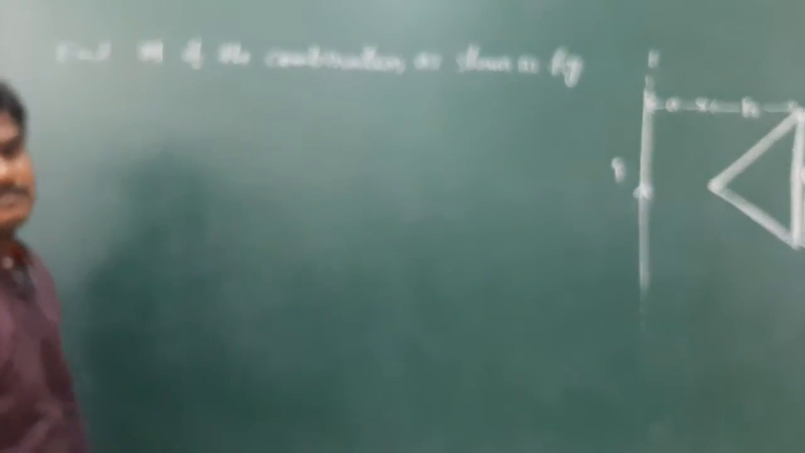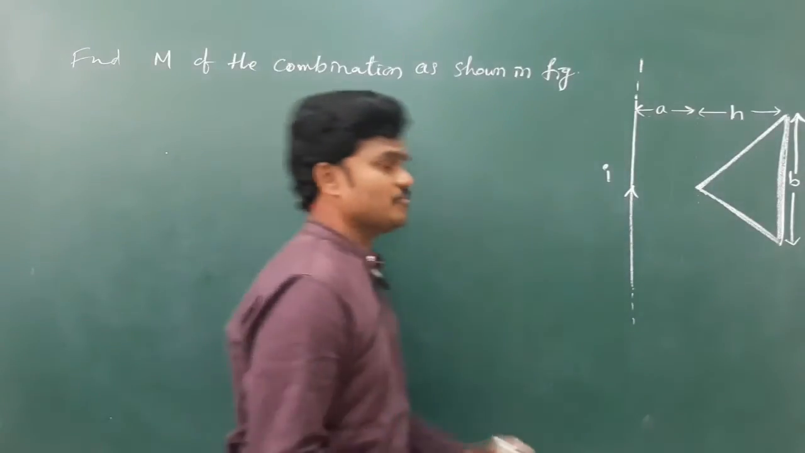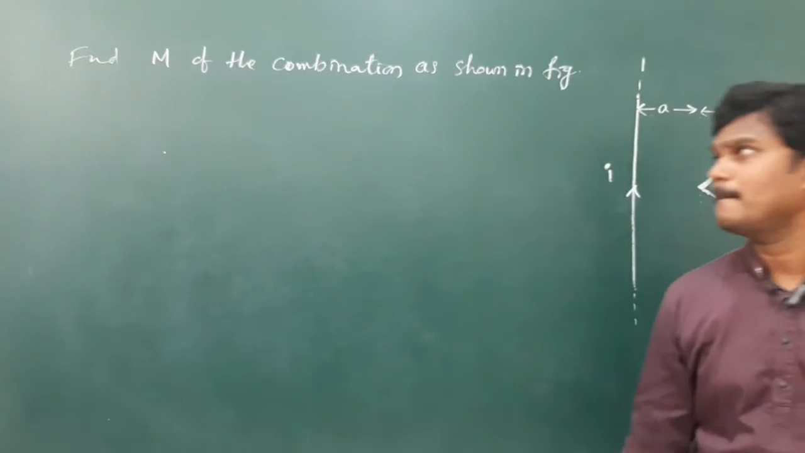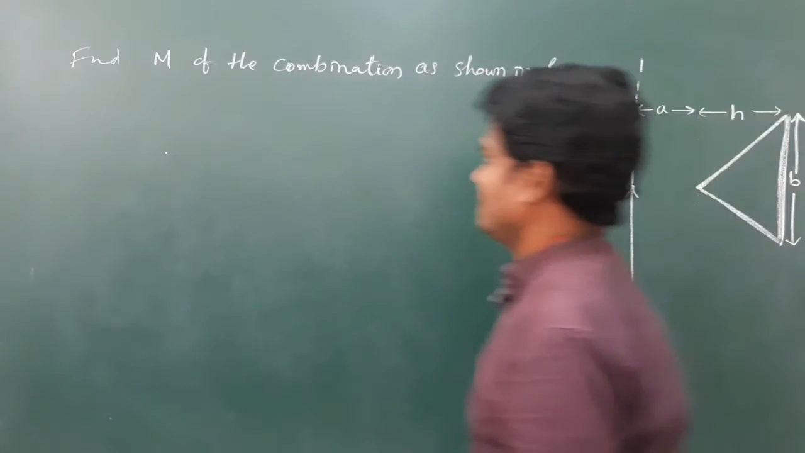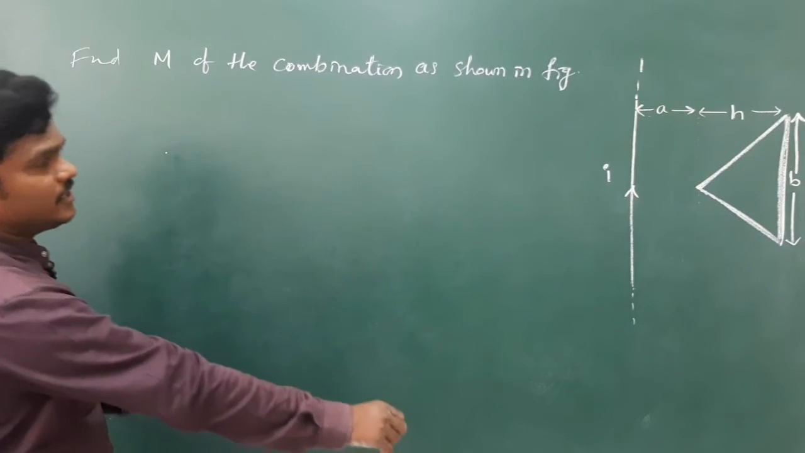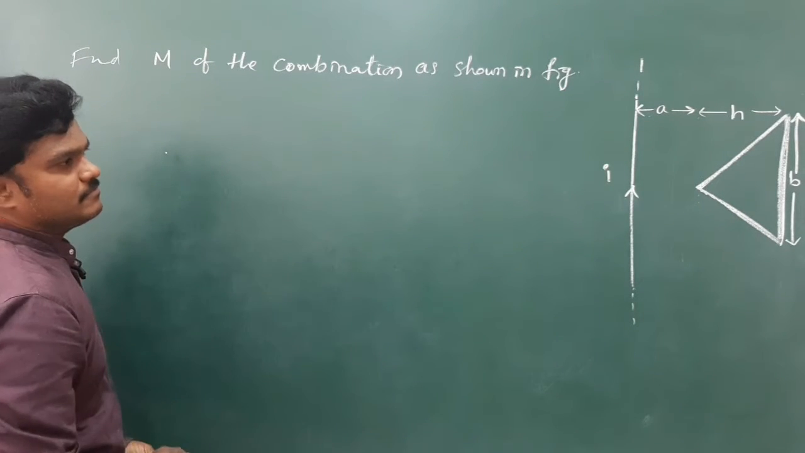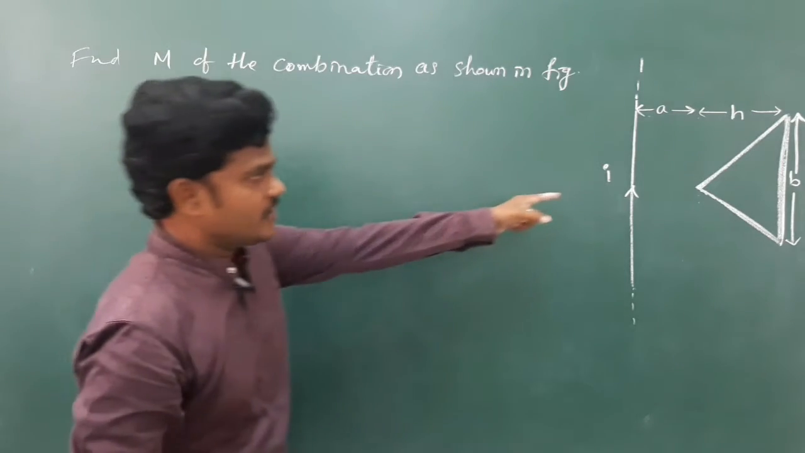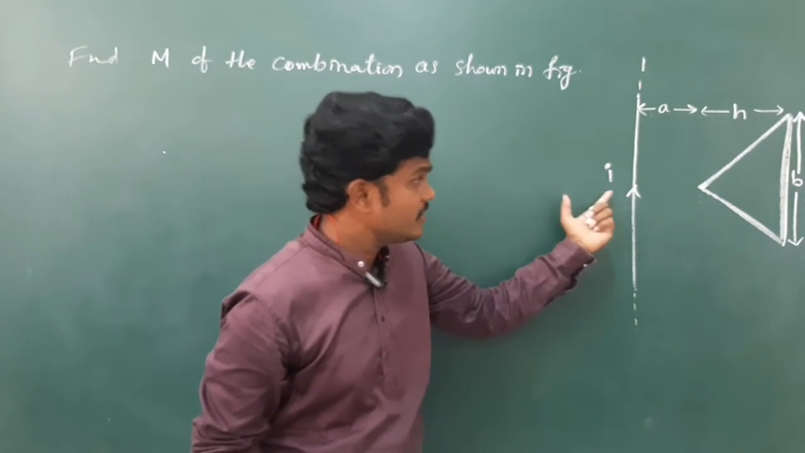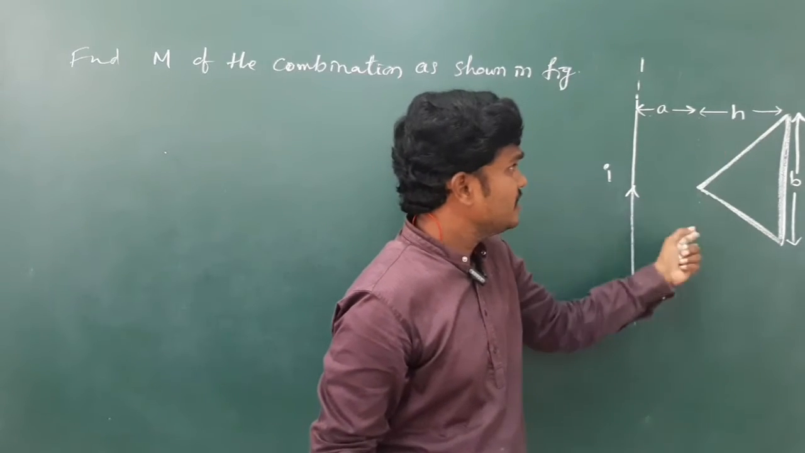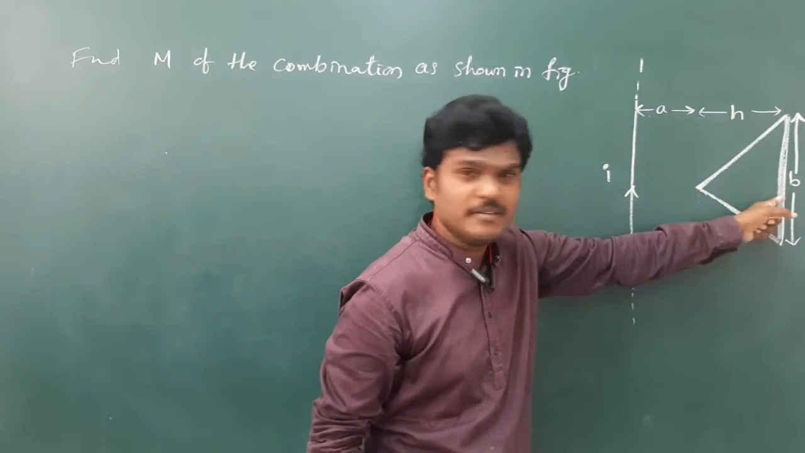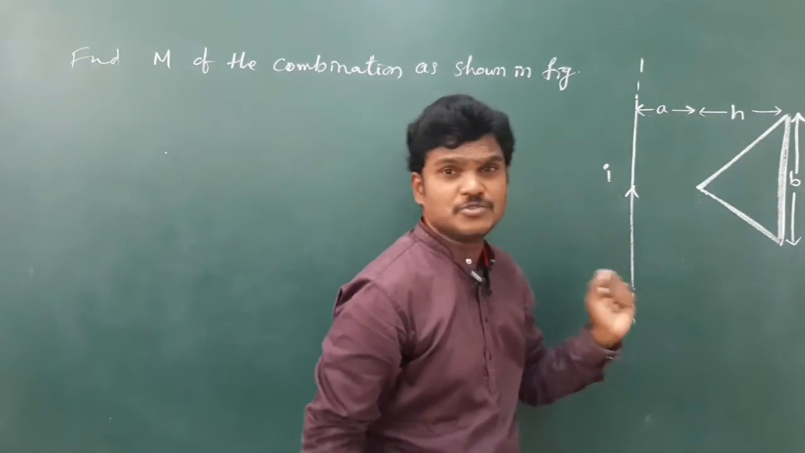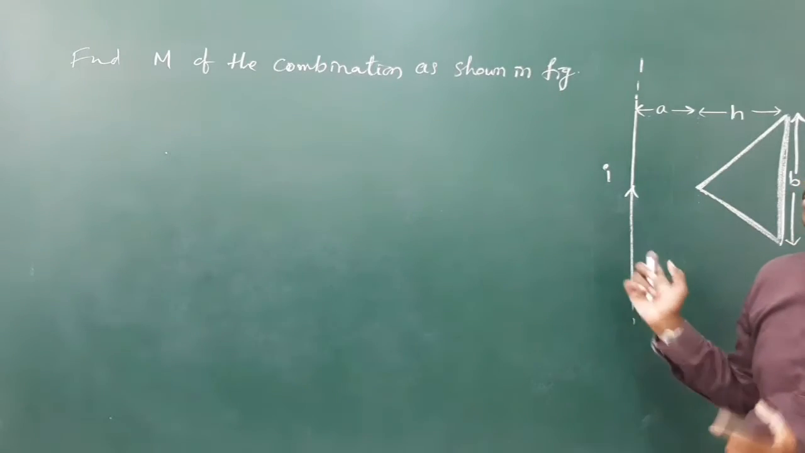See the given diagram. Try to solve for the mutual inductance of the combination in the given diagram. See, they gave a long infinite wire, meaning a straight wire that carries current I, and at a certain distance a they placed a triangular coil whose height is h and base side is b. Now our target is to find the mutual inductance between these two.